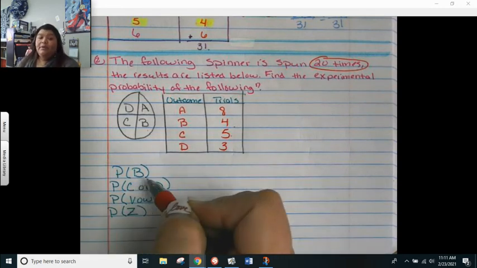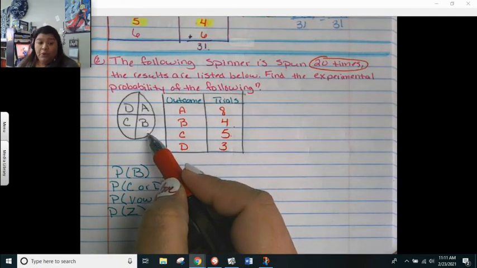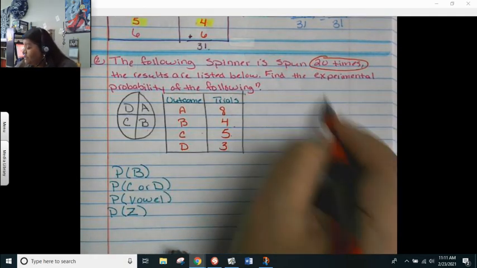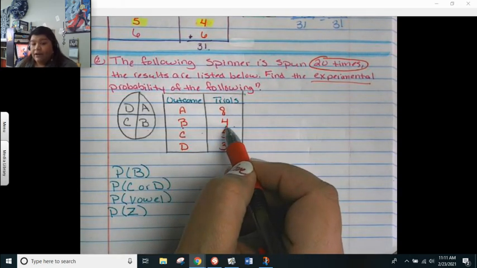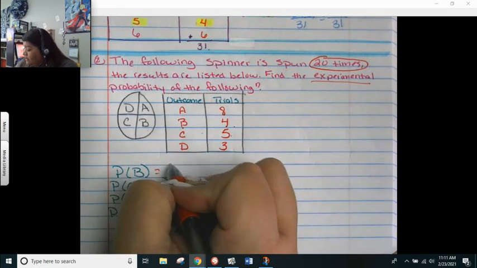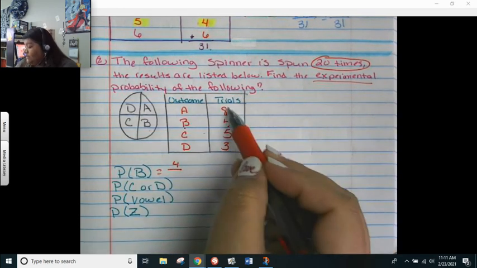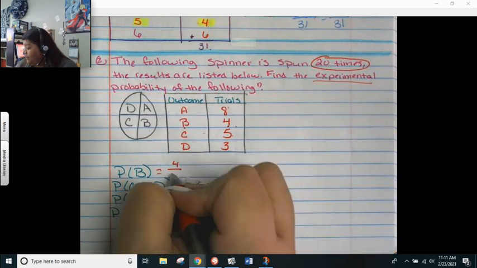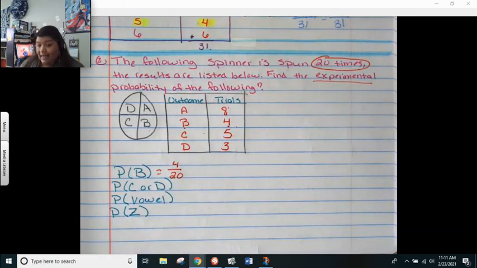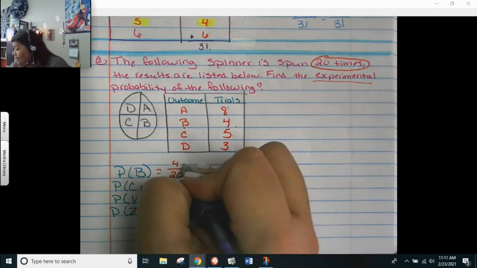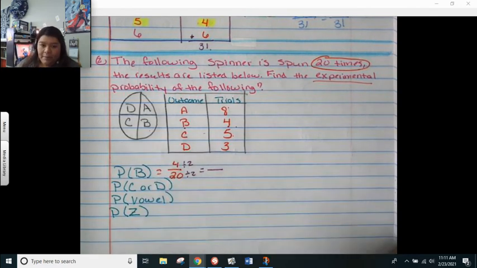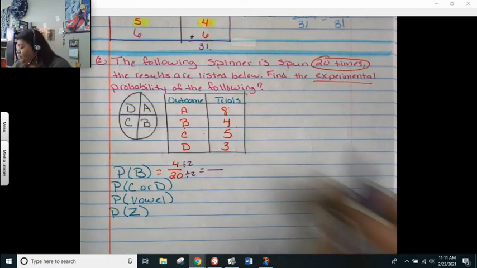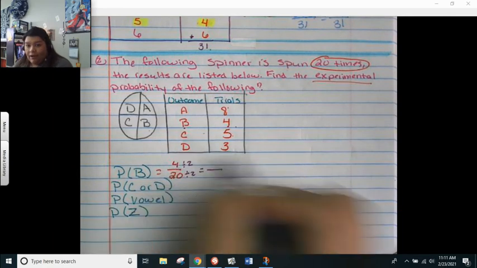Here they want you to find the probability of landing on a B. Now, in theory, it would be 1 out of 4, but they want the experimental, and the experimental for landing on B was 4. I landed on B 4 times out of, remember, how many times did we spin this spinner? 20. Now, on this one, I can simplify 4 and 20. They're both even numbers, so I can definitely divide them by 2. If you know of a bigger number, do the bigger number, but I'm just doing 2 to make sure everybody's on the same page. We'll all get the same answer.